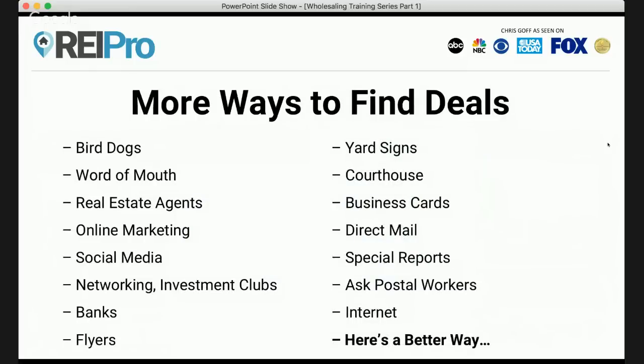So anyways, there's a lot of ways that you can find these deals, such as bird dogs. To me, a wholesaler is a bird dog, right? So a bird dog can then have other bird dogs find properties for them so they can pass along to investors. Word of mouth, real estate agents, online marketing, social media. There's a lot of different ways to find deals.